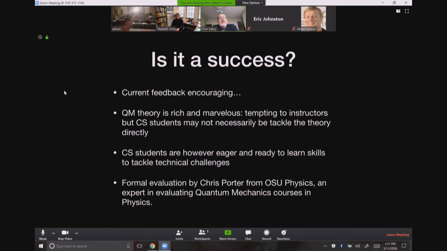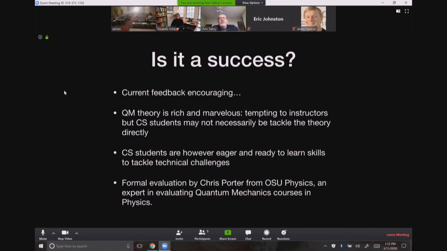What we also discovered is that the theory is so beautiful that it's tempting to talk about the theory, but we found that the students are maybe not ready to tackle the theory, and they don't need to in some sense. What's better is to give them little skills: understanding superposition, understanding reversible computing, understanding permutation. These little pieces and skills, and drill them into those skills. They are quite enjoying this and developing good intuitions.